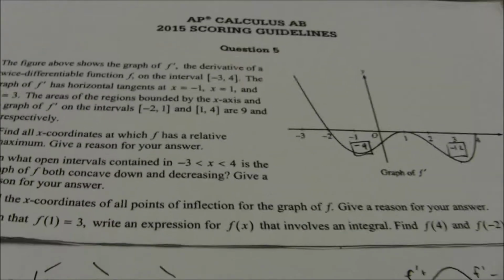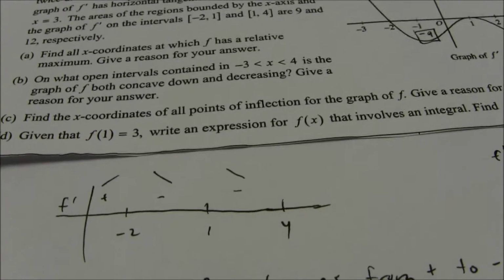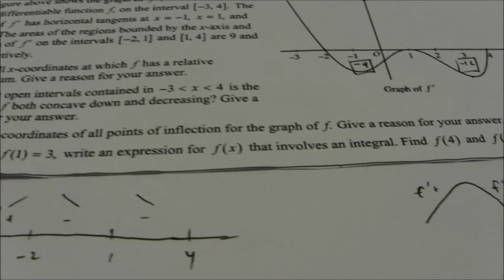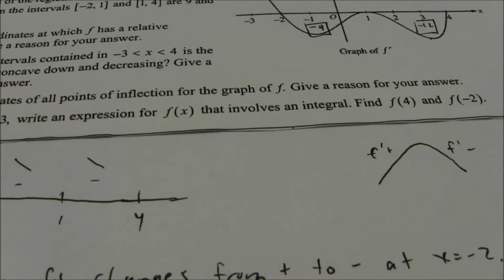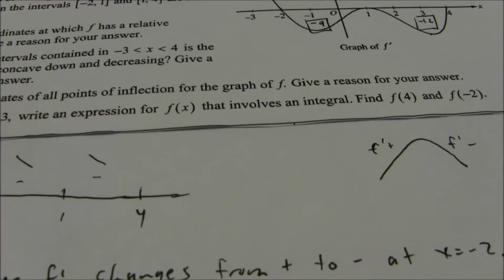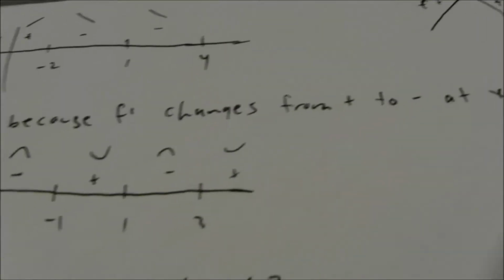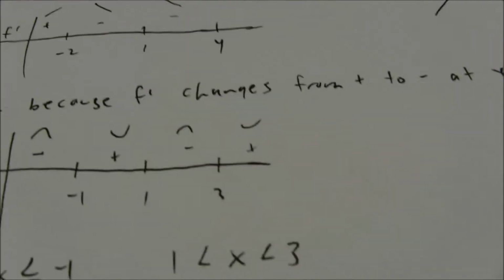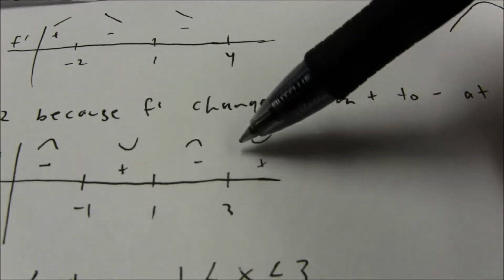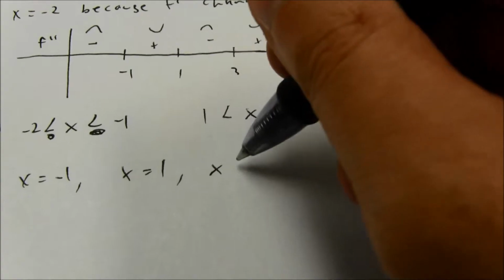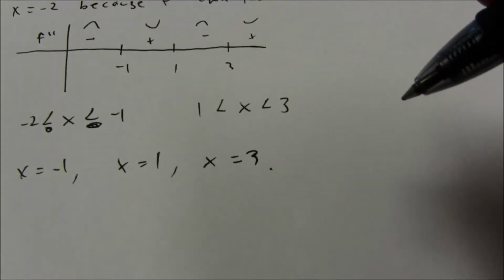Okay, part C says find the x-coordinates of all points of inflection for the graph of f. Give a reason for your answer. Inflection points happen when the second derivative changes signs, when you change from concave up to concave down, or the other way around. So that happens here at -1, happens here at 1, happens at 3. So part C, it's happening at x equals -1, x equals 1, x equals 3.